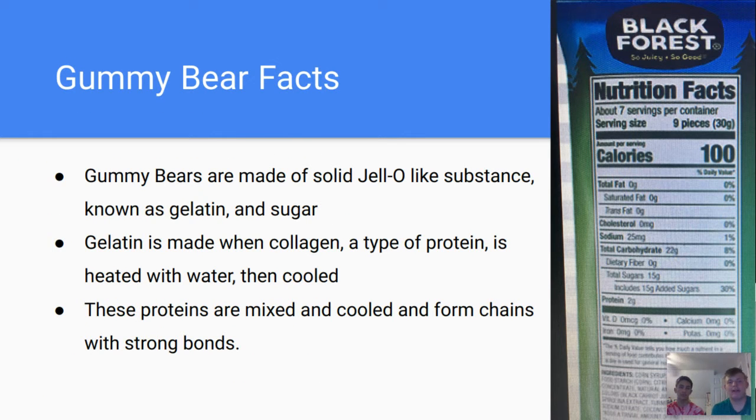Here are some gummy bear facts. Gummy bears are made of a solid jello-like substance, known as gelatin, and sugar. Gelatin is made when collagen, a type of protein, is heated with water then cooled. These proteins are mixed and cooled and form chains with strong bonds.